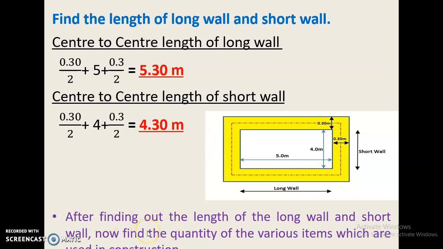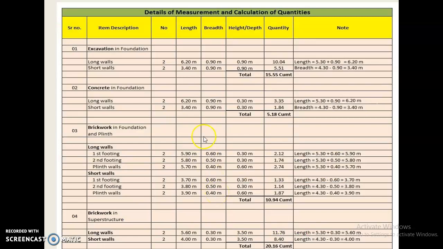After finding out the length of the long wall and short wall, now find the quantity of the various items of work which are used at the construction site. Before that, you should prepare a standard measurement form. In that format, prepare columns for serial number, item description or particulars, number, length, breadth, height or depth, then quantity, and one more for remark or note. Let us consider the first given item of work: number one, earthwork excavation in foundation.